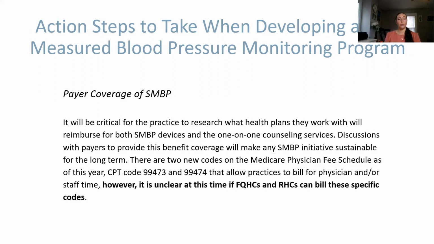99473 is the code for setting up the device in the patient's home. It carries an $11.19 reimbursement. And 99474 is the code to bill for the readings and physician interpretation over those readings from a 30-day period, not to be billed or reported more than once per month per patient. It is unclear at this time if FQHCs and RHCs can bill these specific codes.